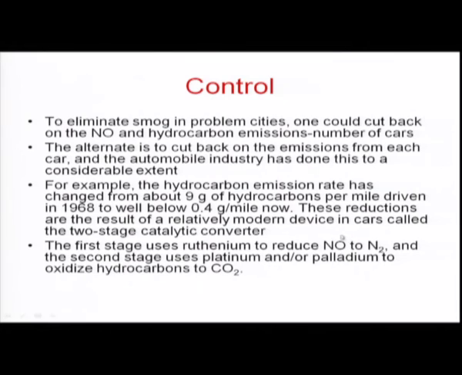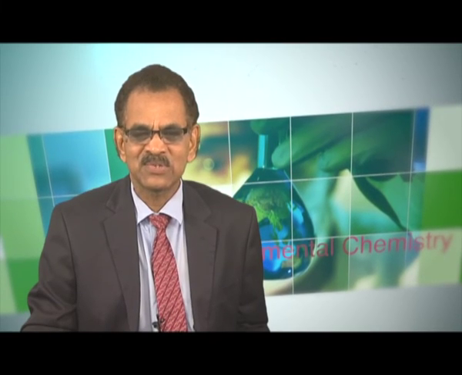Only if NO is present, that will react and form NO2 and lead to all this photochemical smog. The moment NO, by reaction with the ruthenium, is reduced to nitrogen, nitrogen is an inert molecule. It is already present, 78%, in the atmosphere. So, it is not capable of reacting with or undergoing photochemical reactions, no issue at all. So, this is the first success in this.